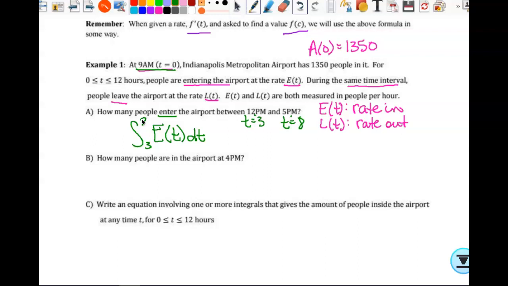Okay. If I want to know how many people are in the airport at 4 p.m., that is my total amount, right? So that's A of t, whatever t happens to be here. What's my initial amount?